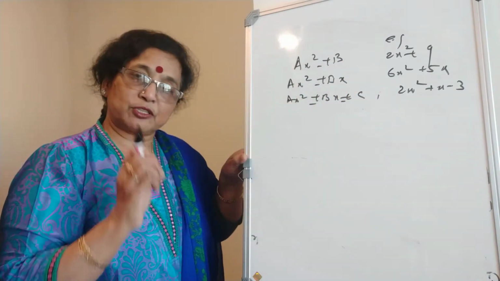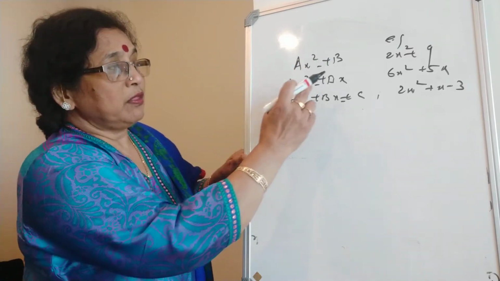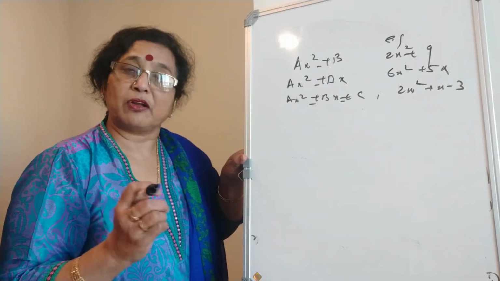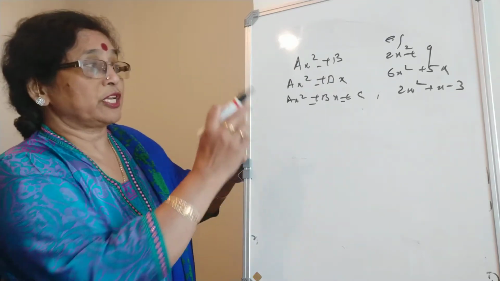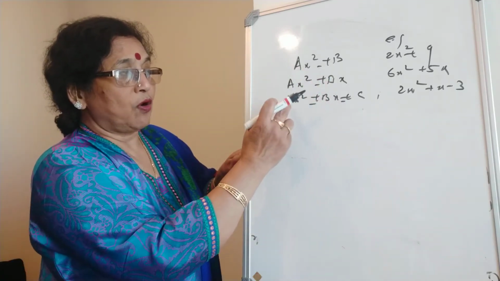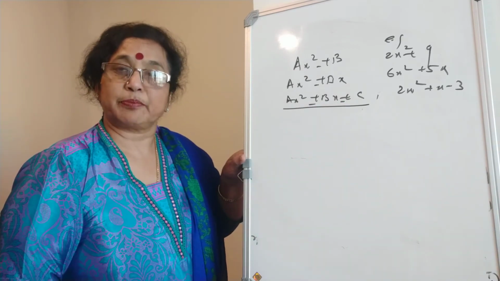All must have x square, and the other term can be a constant or a term less than degree 2. The power of x should be less than 2, so it cannot be x cube or x square. So after x square you have x, or you have all three. So this is the complete quadratic expression.